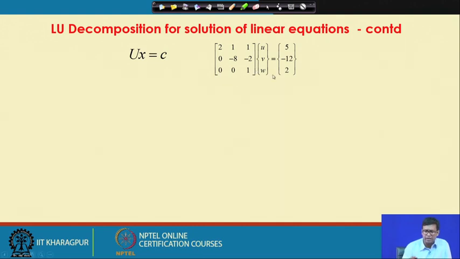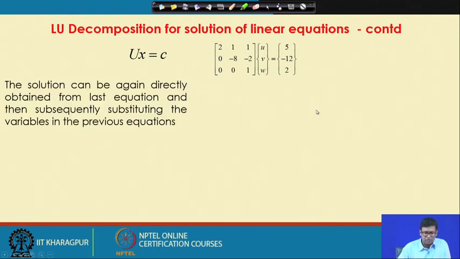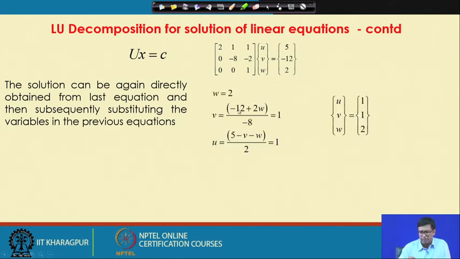It is like back substitution. So, you find what is w, substitute w in the second equation, find what is v, and substitute v in the first equation and find what is u. So, the solution can be directly obtained from the last equation, and then subsequently substituting the variable into the previous equations. So, we will go in the backward direction and find out what is w, what is v, and what is u, and u, v, w is equal to 1, 1, 2. So, this can be done for a large system of equations also.